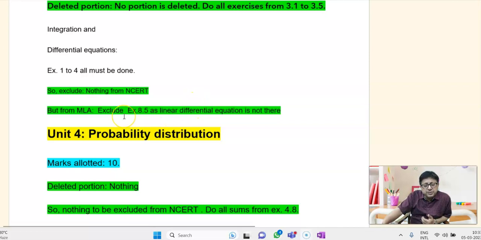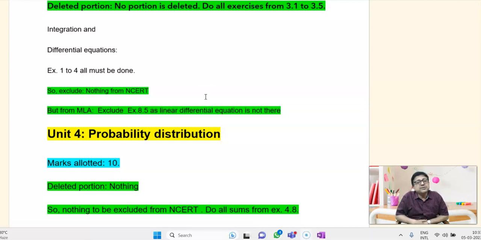If you are doing from R.D. Sharma, you find the corresponding exercise and don't practice it in these remaining few days. Okay, you understand? Apart from this, everything in differential equation is there: formation of differential equation, order and degree, solution of differential equation. I mean, checking whether this is a solution to the differential equation or not, all these are included. And then solution by using separation of variables is there.